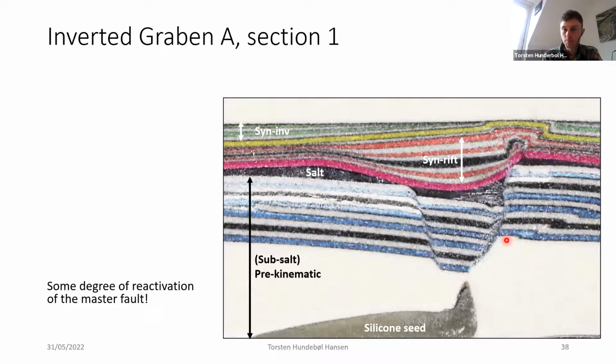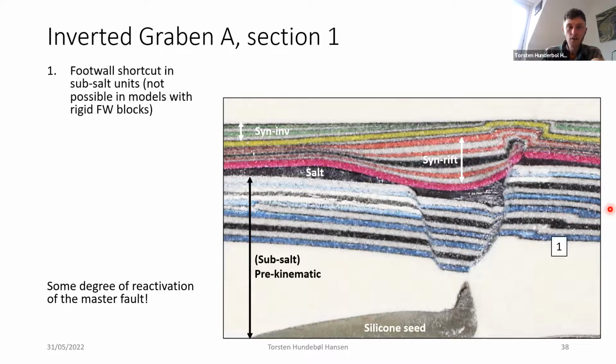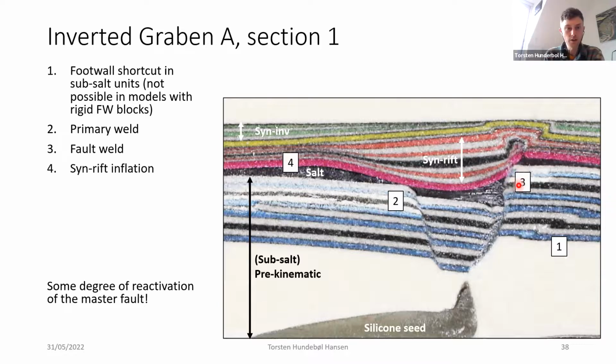Here we see a bit of subsalt shortening, and I think it's quite funny how, even though we have 5 centimeters of post-rift shortening, this is basically the only direct evidence of shortening in the subsalt layers. So yeah, that's a football shortcut. We have again a primary weld. We have a bit of fault welding, I think.